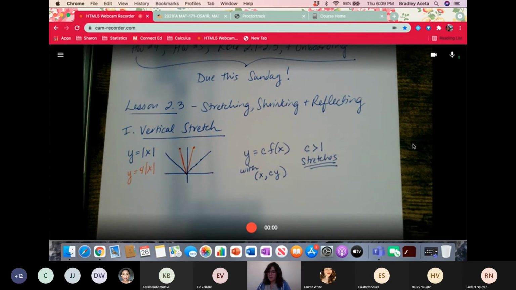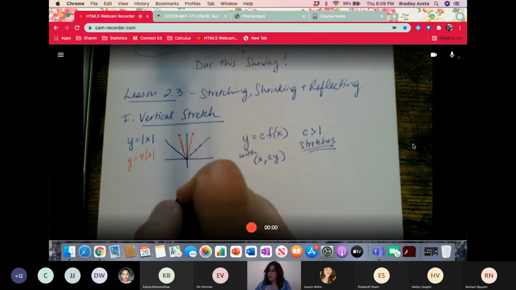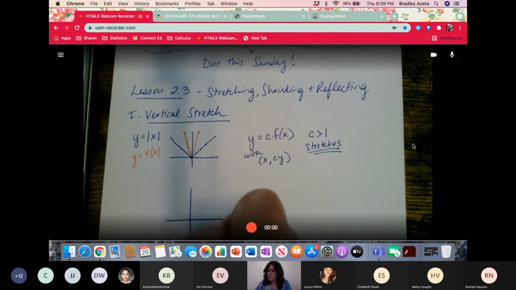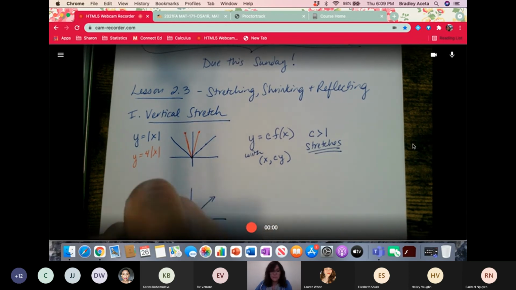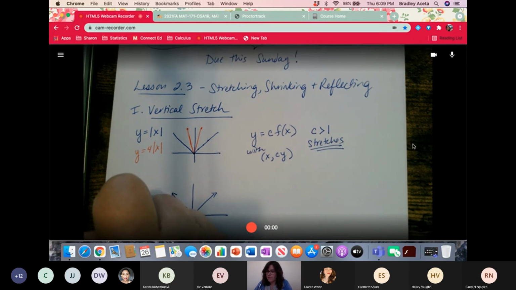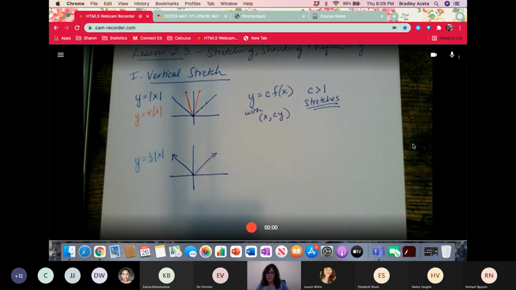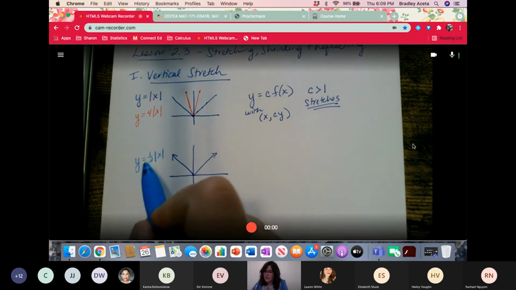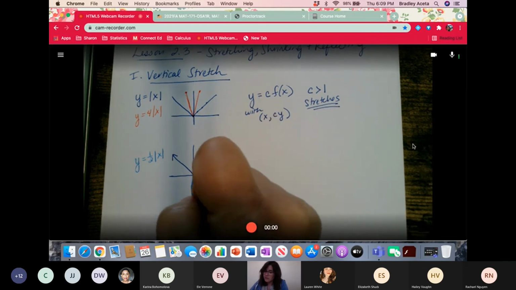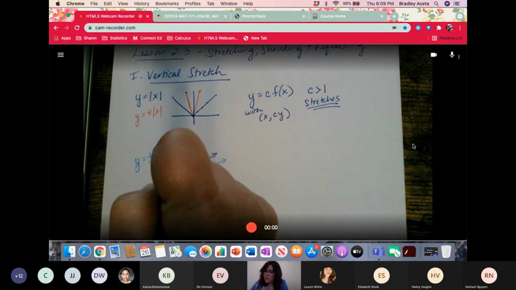Now, if I take that same function, let's say, I'm going to graph it again. I like to see it. So here's my V, here's my parent function. And let's say this time I put a fraction in front of it. Y equals 1/2 the absolute value of x. Well, what would happen is, again, if I multiply those values by 1/2, it actually gets a little bit wider.